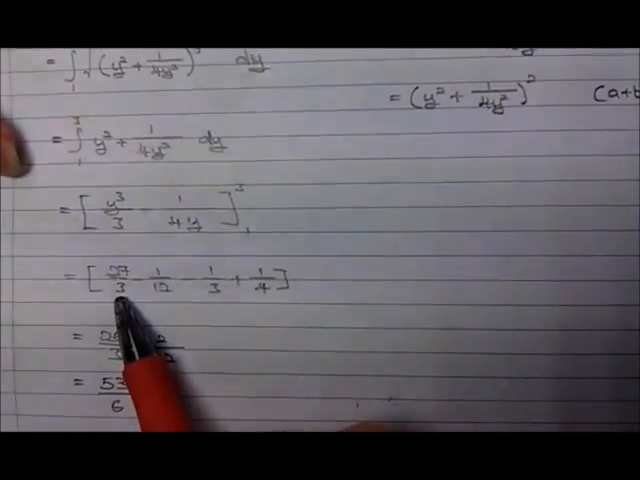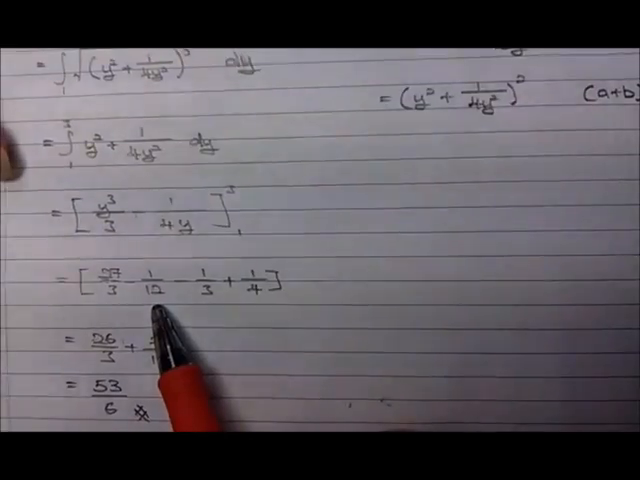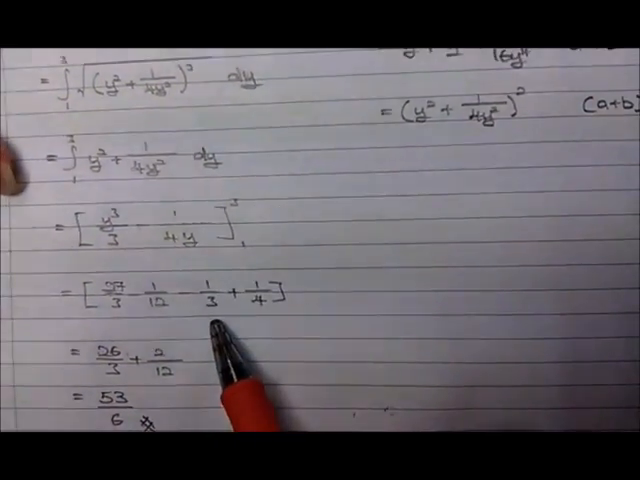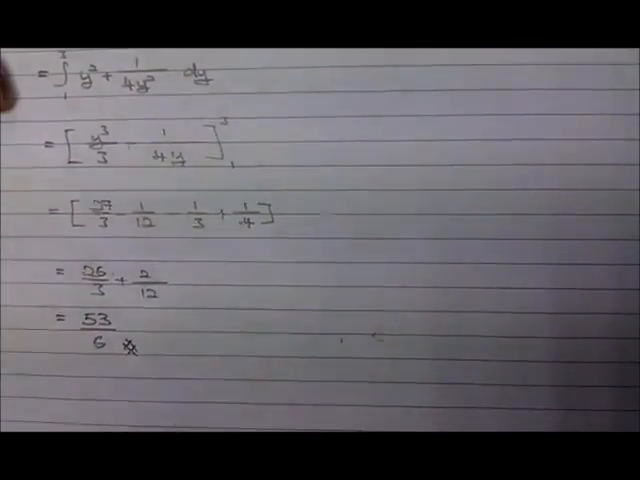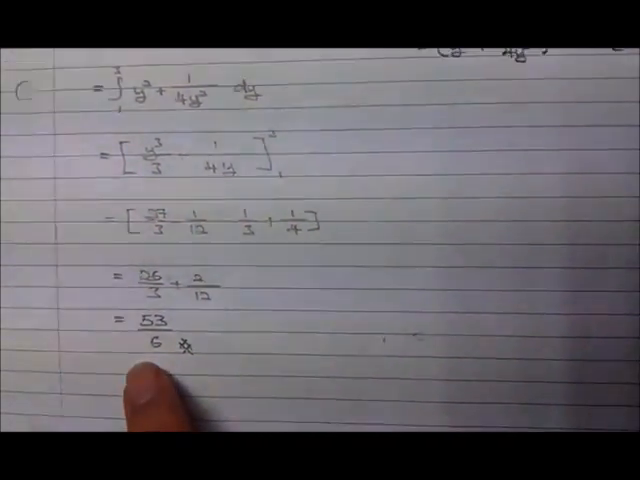Then you expand it out: 27 over 3 minus 1 over 12 minus 1 over 3 plus a quarter, which is this and this. This is the final answer. That's all.